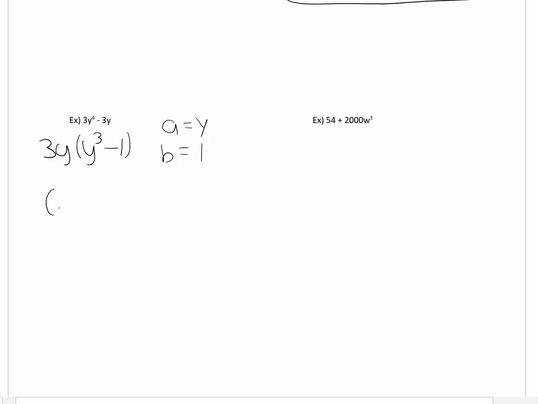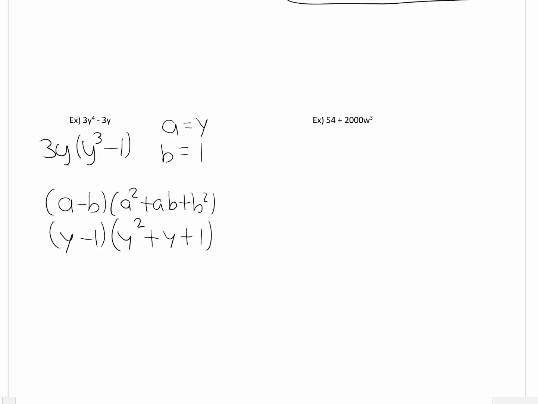So now, again, I'm going to write the difference of two cubes formula. So a minus b, that's y minus 1. That's y squared. Y times 1 is just y. And then 1 squared is 1. Now, do not forget the greatest common factor that you factored out. We've now completely factored.